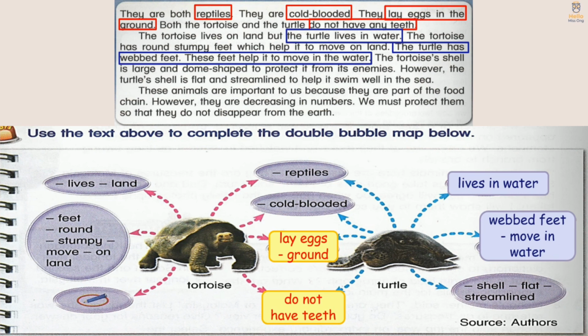Lastly, let's look at the shell. For the turtle, its shell is flat and streamlined. What about the tortoise? The tortoise's shell is large and dome-shaped.